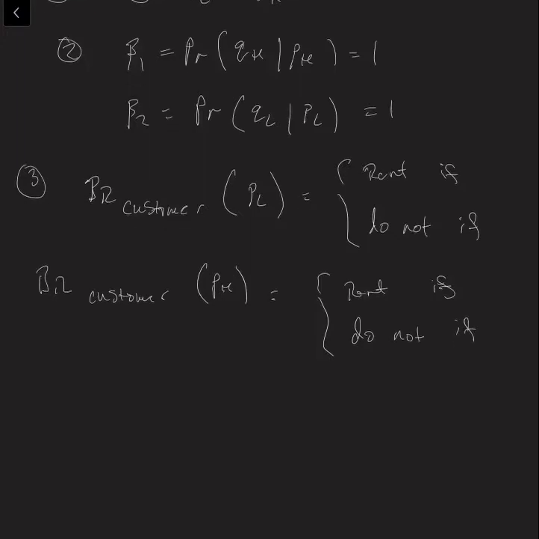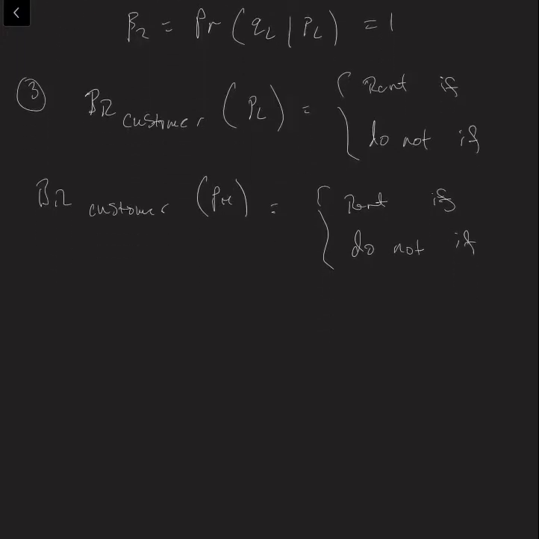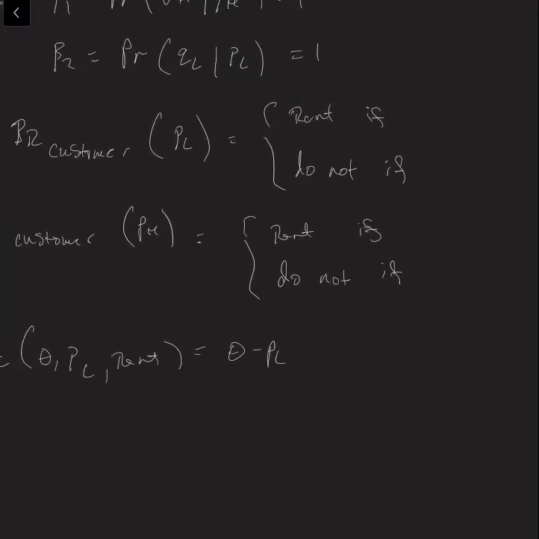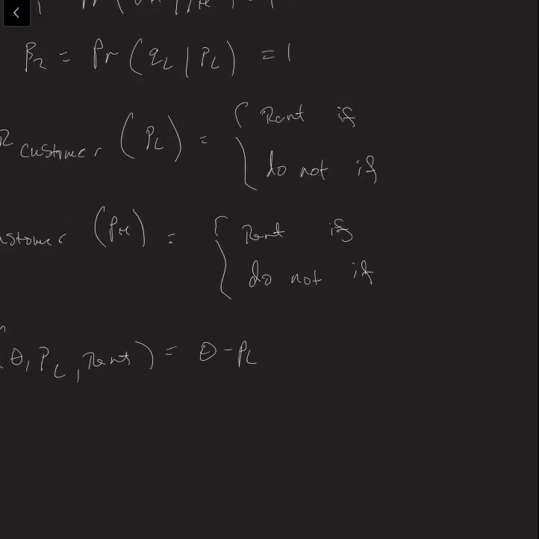Okay, so let's consider the customer's best response to PL first. If PL is posted, then a customer of type theta's expected utility from renting is theta minus PL. So this is greater than 0 if theta is greater than PL. So you're going to rent if your type is greater than or equal to PL, and you're going to not rent if it is less than PL.